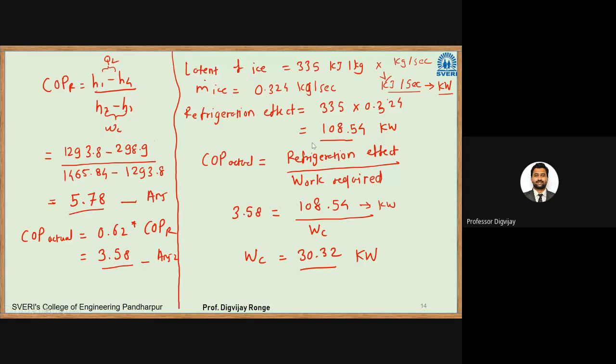Then they have given this 20 tons of ice per day. I have multiplied it by its latent heat, so we get this refrigeration capacity. So from this refrigeration capacity and this COP actual, we have calculated the compressor work. So that will be the work required in the system. Okay.